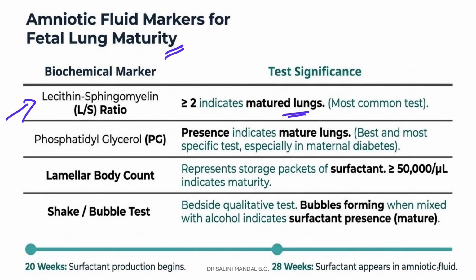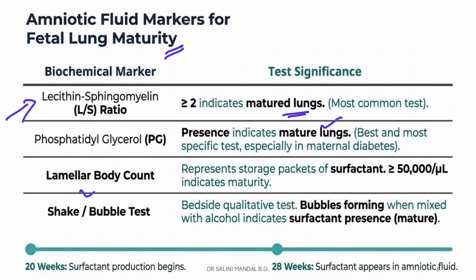This is the most common test which has been done. Remember the test, I'm giving you pointers over here. Then we have the phosphatidylglycerol. The presence of this also tells that we have a mature lung. This is the best and the most specific test, especially in the gestational diabetic mother.